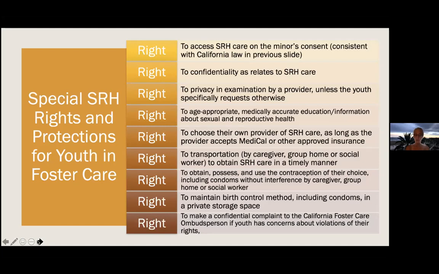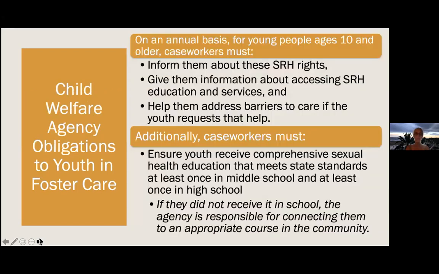And they also have a recourse. So they have the right to make a confidential complaint to the California foster care ombudsperson if they have concerns about any violations of these rights. Now, you might wonder, with this long list of rights, how would foster youth even know about them? Well, on an annual basis, young people who are age 10 or older, their caseworkers are obligated to inform them of their rights, to give them information about how to access sexual and reproductive health education and services, and to assist them in addressing barriers that come up for them if they request any help.